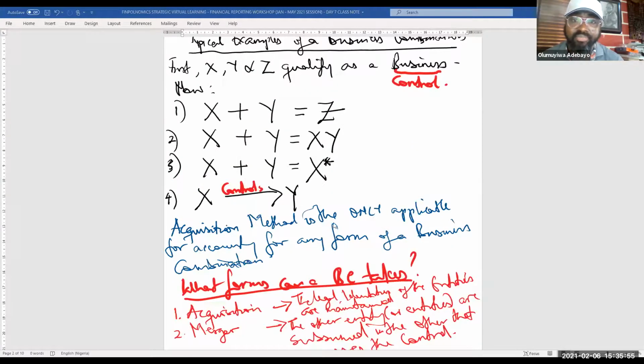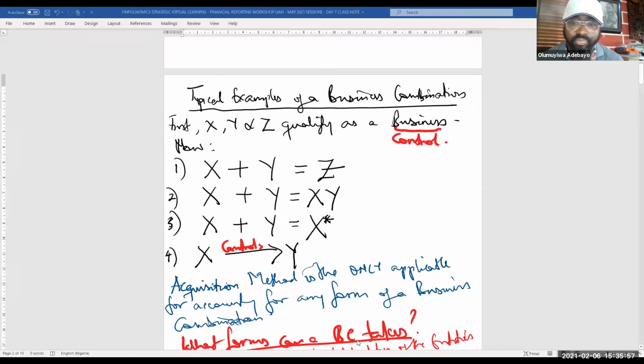Can you see the screen? Okay, first, let me put it to you as a question. Can somebody tell me which of these four represents the transaction between Access and Diamond? Which of the four? It's number three. Number three. Exactly. You get it right.